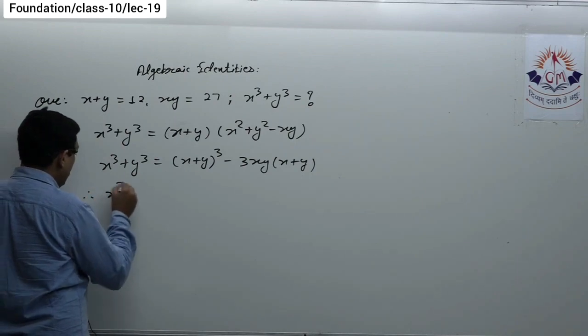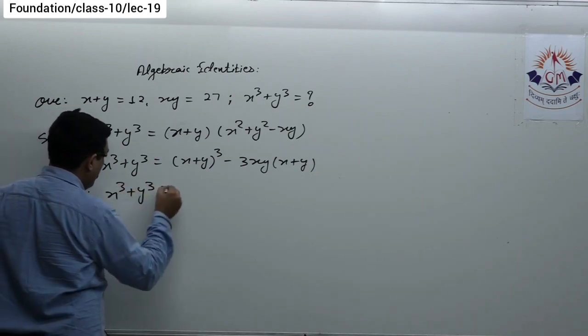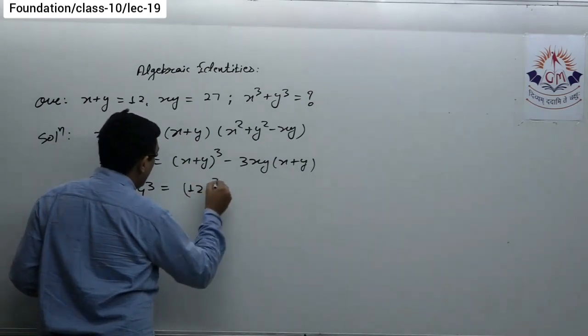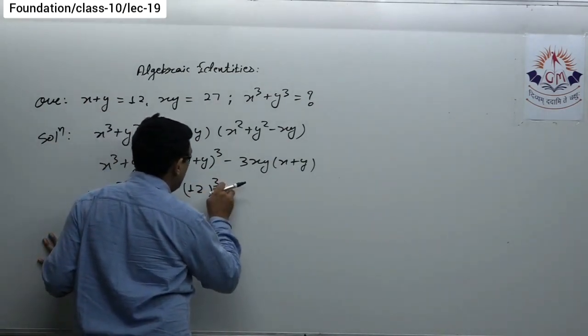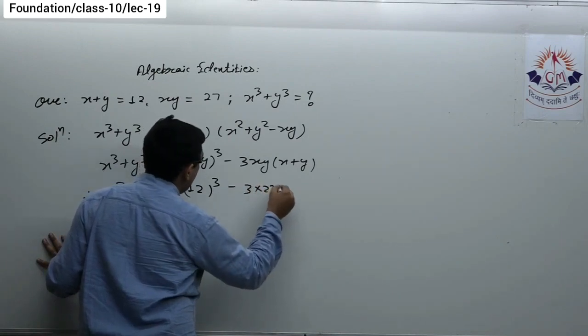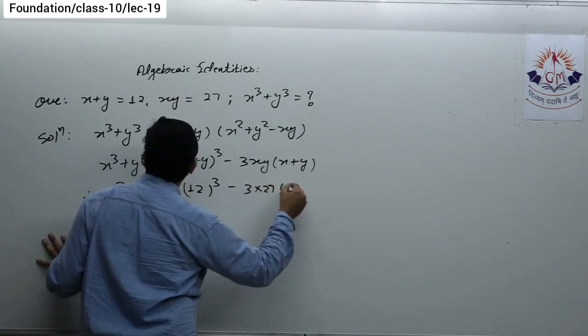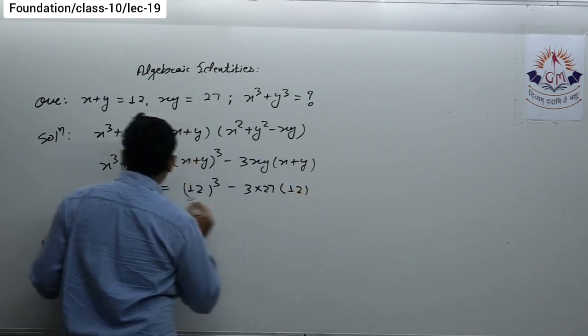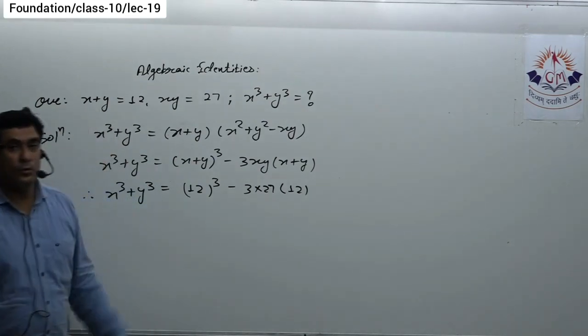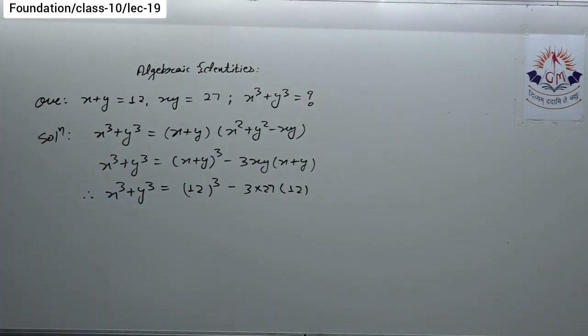Therefore I can say x cube plus y cube is equal to, now x plus y is 12. In this case you must know the value of 12 cube. Okay, minus 3 into xy, that is 27, and again x plus y, that is 12. So here the only thing left is the calculation part. So do this calculation and find the final answer.